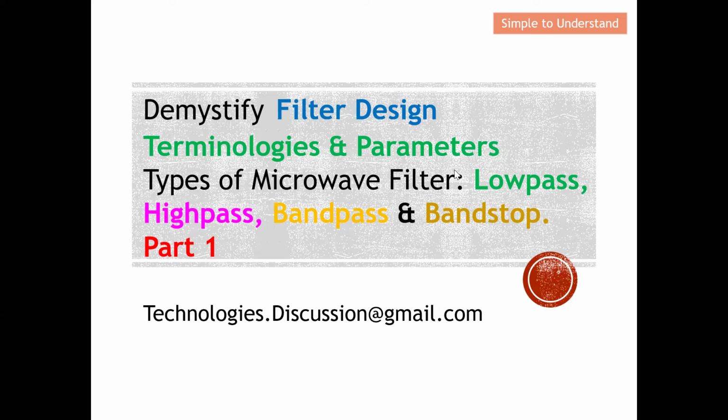So there are actually four types. The first one will be low pass filter. Second one will be high pass filter. Third one will be band pass filter. And last but not least, band stop, or sometimes known as band reject filter. So this will be part one of the series discussion on filter design.